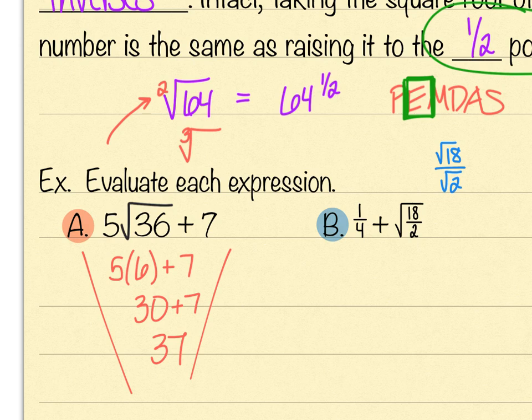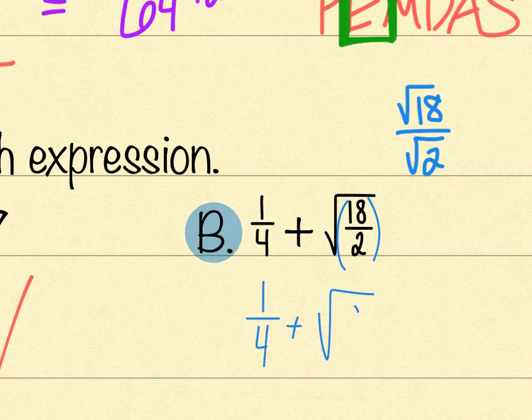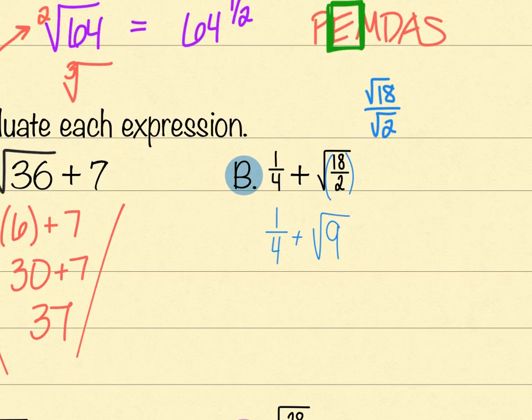And so 18 divided by 2, it's almost as if we're treating this like it's got a set of parentheses inside of it. Like, look at what's inside the square root first. 18 divided by 2 is 9, so 1/4 plus the square root of 9. And now that we've simplified that fraction, we're going to get a lot nicer answer because the square root of 9 is just 3. And 1/4 plus 3 is 3 1/4.